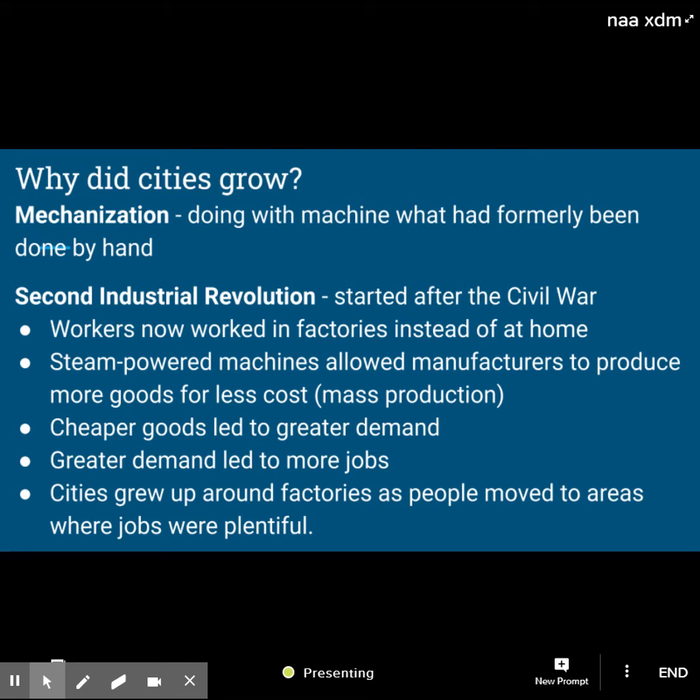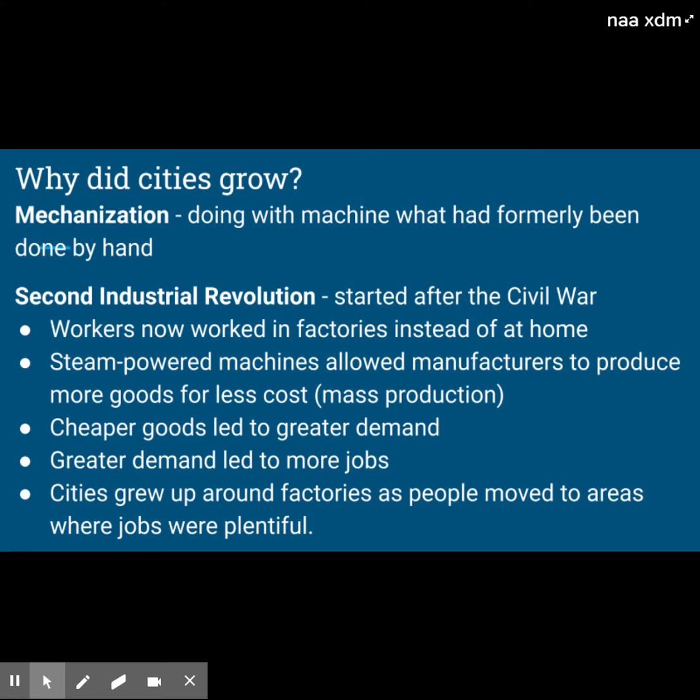All right, so why are cities growing? This is the question. Well, first of all, they're growing because of mechanization. Mechanization means that we're doing with a machine what we used to do by hand, whether that means spinning thread or weaving cloth or, I don't know, putting cars together, making metal parts for a gun. If those things are now being done by machines instead of by hand, this is called mechanization.